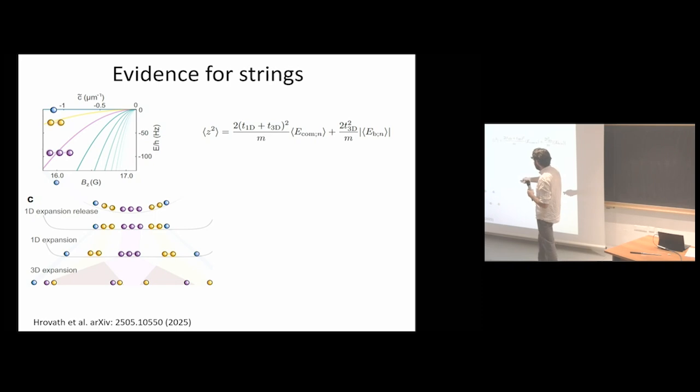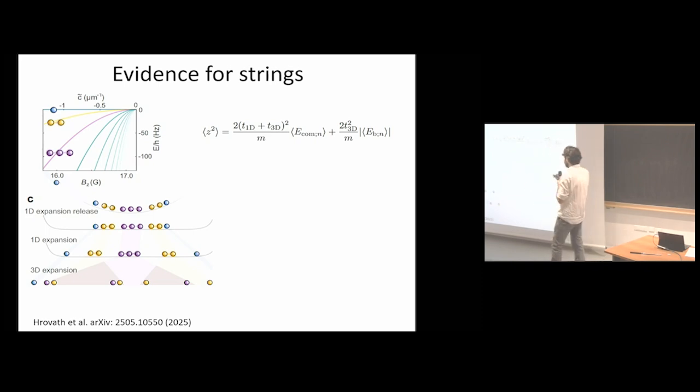And so the protocol goes like this. You have your atoms in the harmonic trap. Hopefully you have some strings there. And then you first make a 1D expansion. So you keep the tubes on, but you flatten out the potential longitudinally. This way the strings expand and release their kinetic energy. After that, we also switch off the transverse confinement. And at that point, the dimensionality of the system goes from 1D to 3D. The strings are not stable anymore, and they break apart, releasing their binding energy.